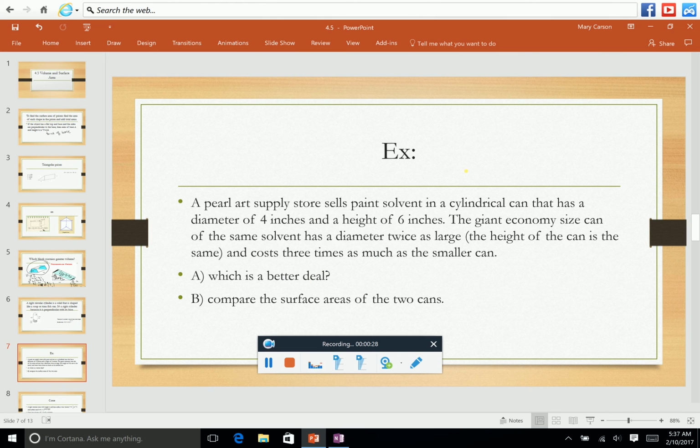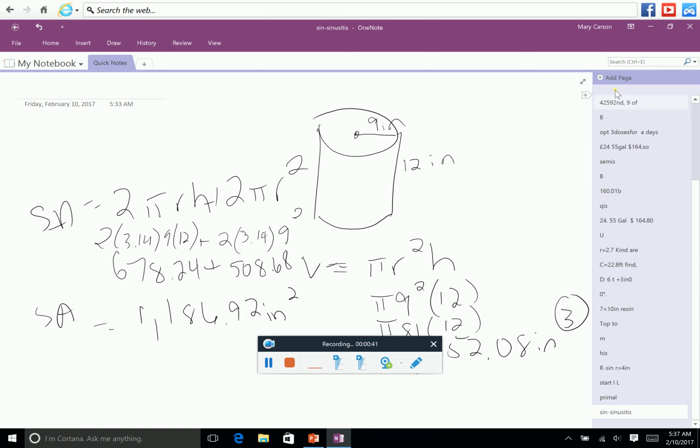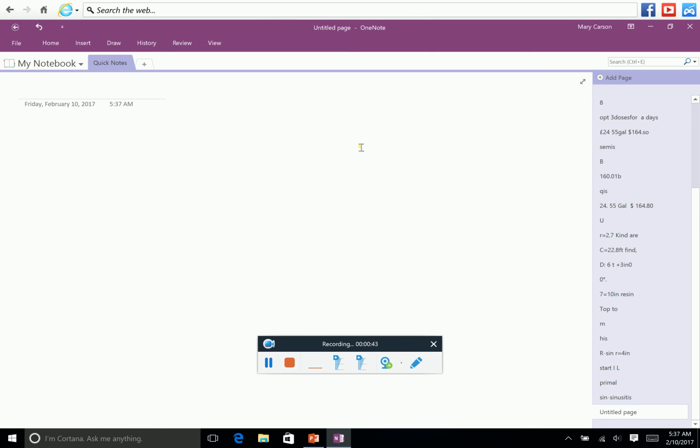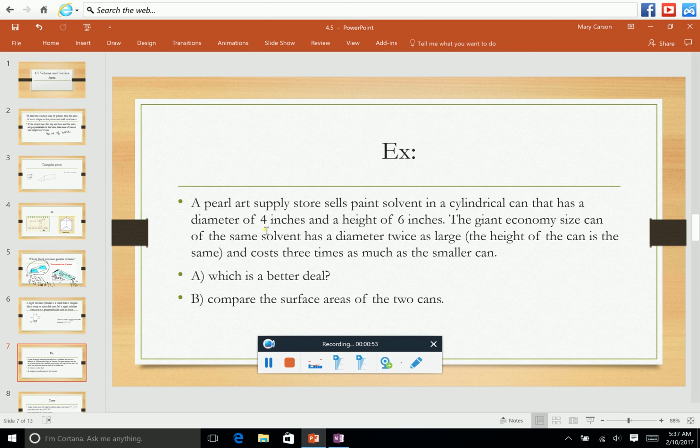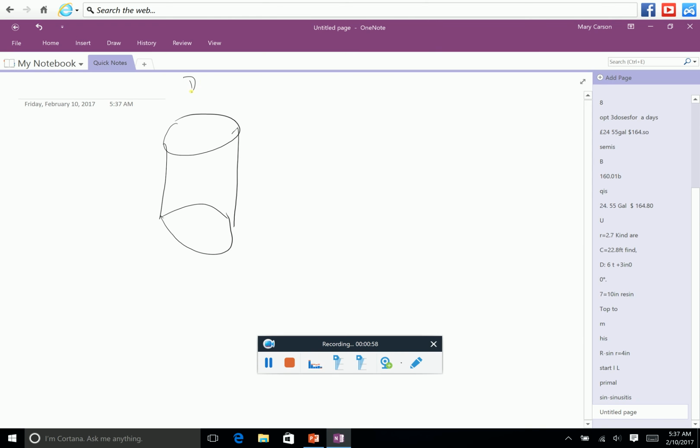So we want to see which ones hold more for a better price. So we're talking about the volume of the can. So the first one says it has a diameter of 4. So we want the radius of this. So if it has a diameter of 4, that means it has a radius of 2 because the radius is half, right? And then the height of it was 6.